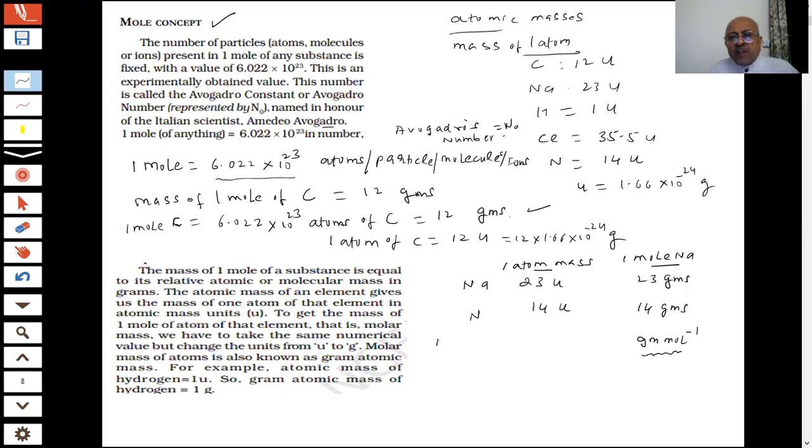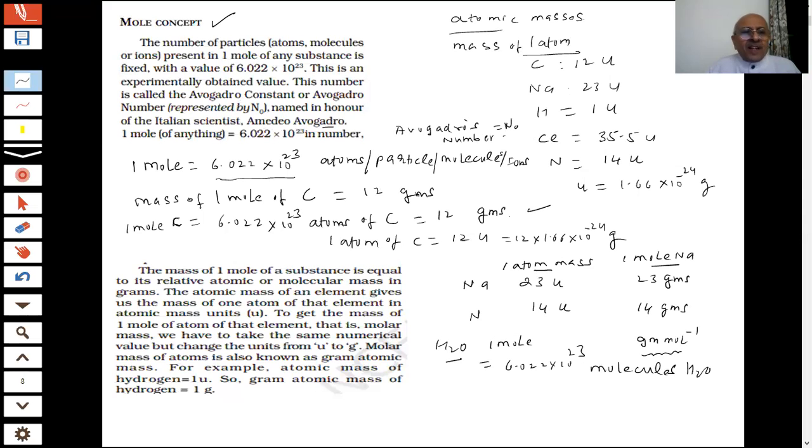For example, you say H2O 1 mole. That means it will have 6.022 into 10 power 23 molecules of H2O, students. Mass of one molecule is very, very small, but this mass will be coming in grams. That is why we have chosen moles for our calculations. That is the idea of mole concept.